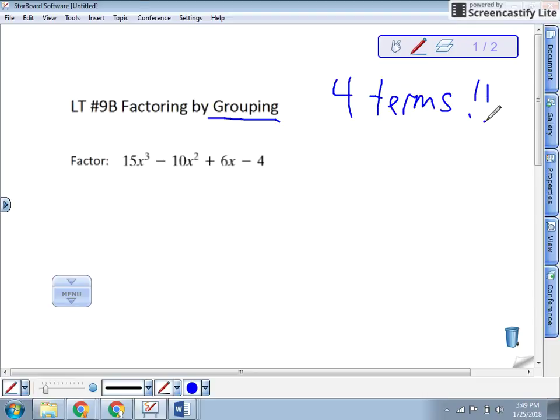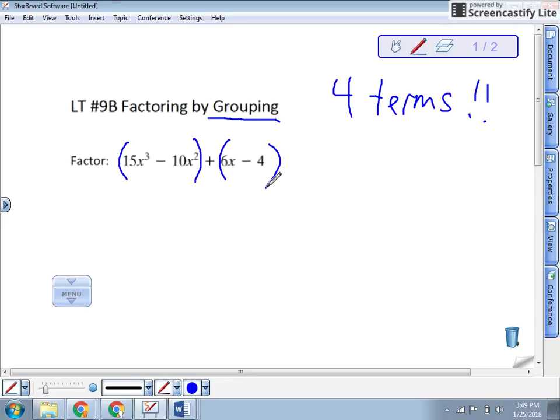So let's get right to an example. You can see it. Here's four terms, 1, 2, 3, 4. Remember, they're separated by plus or minus. So how are we going to solve by factoring? The first thing we're going to do is group them. It's called grouping. How are we going to group them? We're going to group the first two terms, and we're going to group the second two terms. That's step one.